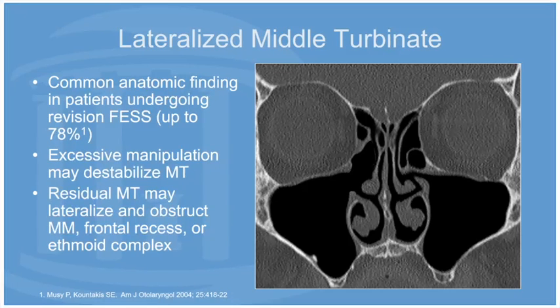Another finding that is commonly seen in patients undergoing revision FESS is middle turbinate lateralization. If you'll recall, one of the first steps in FESS procedures is to medialize the middle turbinate for better exposure. However, if the surgeon is too aggressive in their manipulation of the turbinate, particularly if they injure the vertical or horizontal attachments of the basal lamellae, this can lead to destabilization of the turbinate, which can predispose it to migrating laterally postoperatively and potentially scarring down against the lateral nasal wall or lamina papyracea. These can lead to blockage of the middle meatus, the frontal recess, or the ethmoid complex.